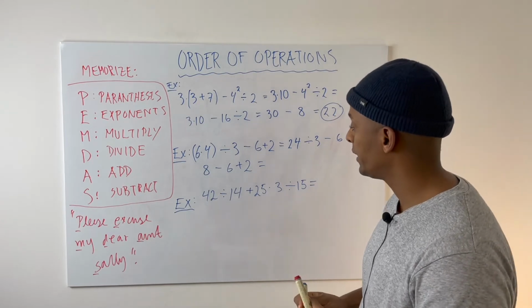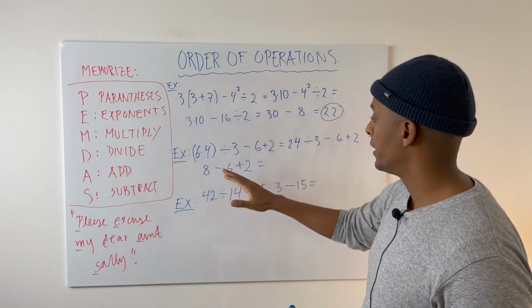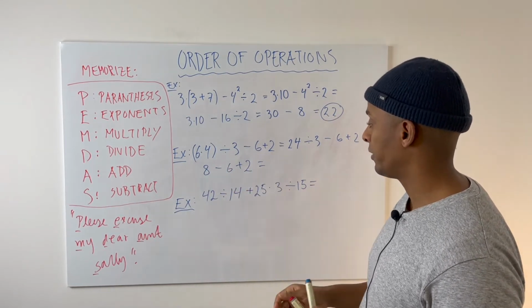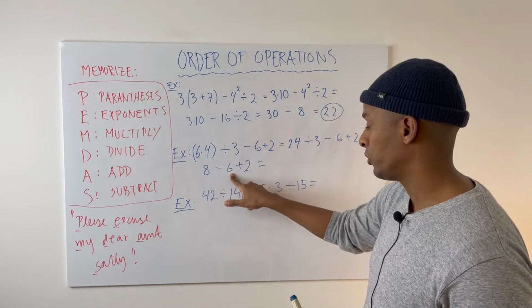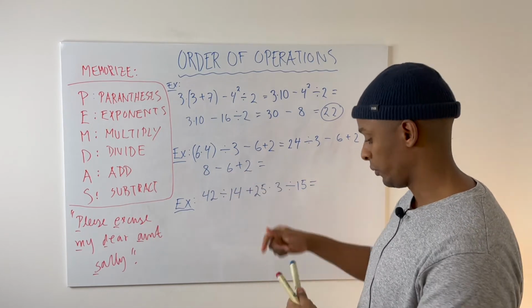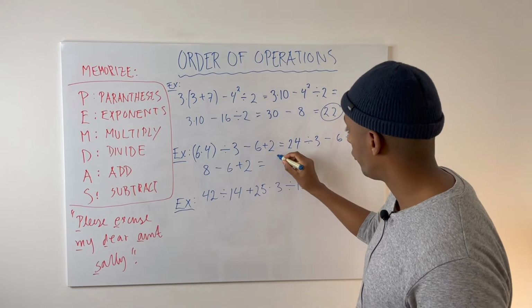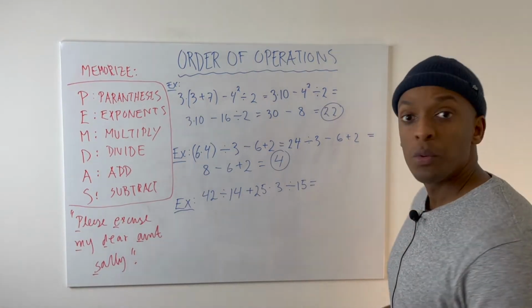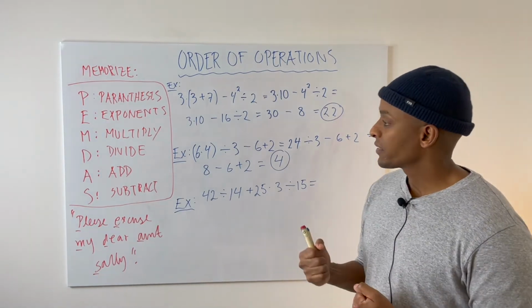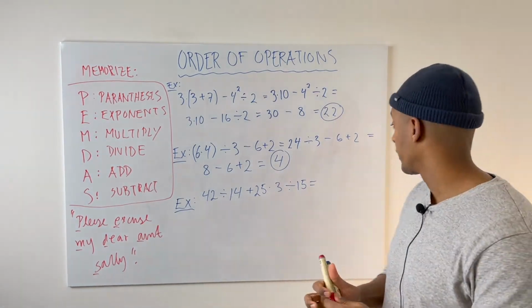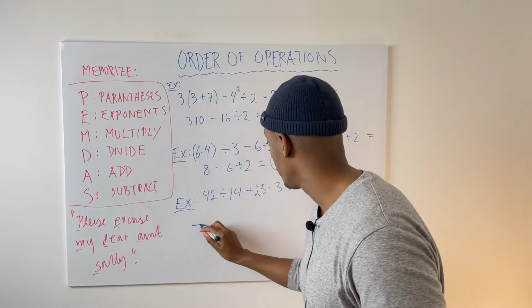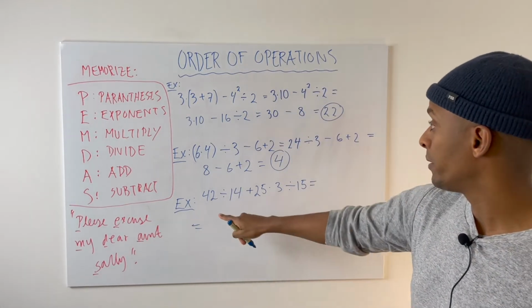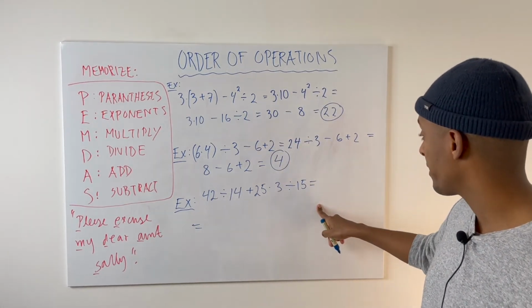And now we can deal with the addition and subtraction together. So 8 minus 6 is equal to 2 plus 2. That's equal to 4. And that's the answer. So we see here that this is not easy, PEMDAS. We just have to keep practicing. So guys, let's keep going here. So first we're going to deal with the parentheses. There's no parentheses here.